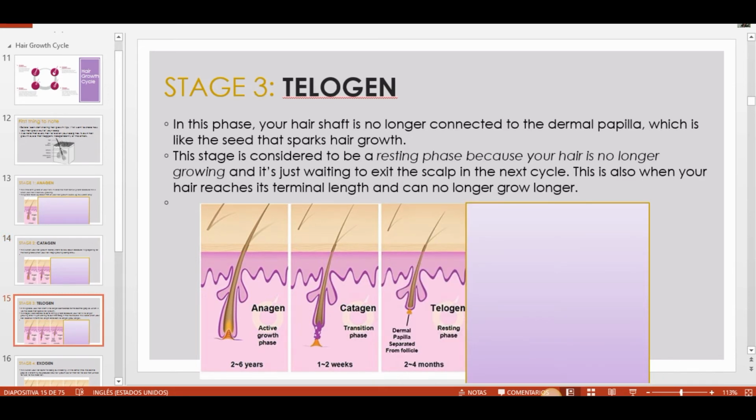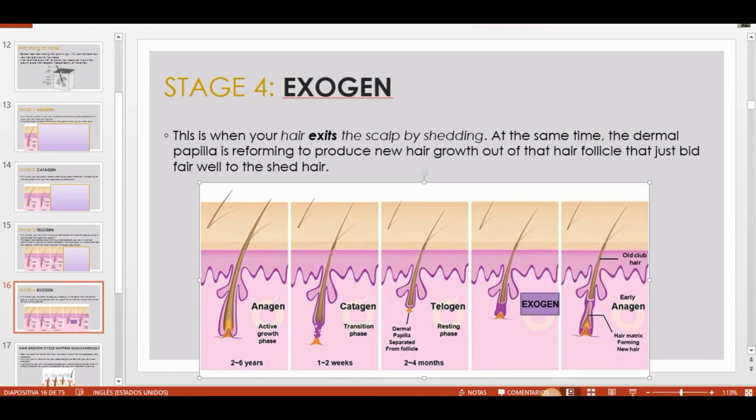So the next phase is the telogen phase. As you can see here, this is the resting phase, and this is where the hair has completely stopped growing. As you can see here, the hair is so far away, and it is resting because your hair is no longer growing, and it's getting ready for the next phase where the hair will leave the scalp. Now, the last stage in this hair growth cycle is the exogen phase, which is this phase right here.